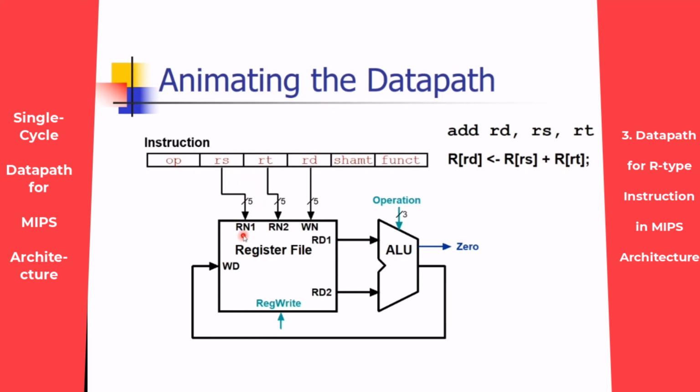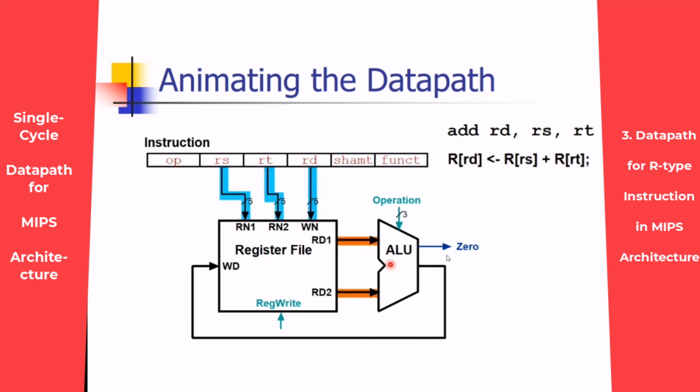So as you can see, this is the 32-bit machine code instruction, and the RS and RT fields are connected to register number 1 and register number 2. And the RD part is connected to the write register port. So the RS and RT registers will be read. As you can see, the register indexed by RS and the register indexed by the RT field will be read and given to the ALU.